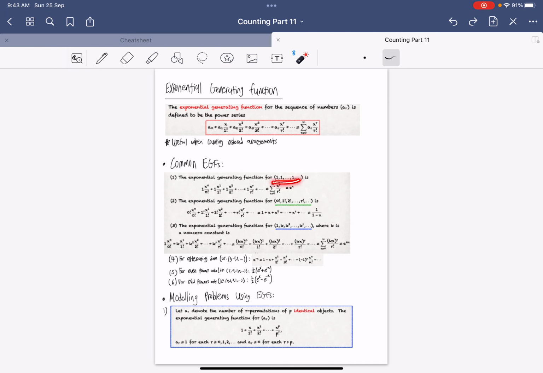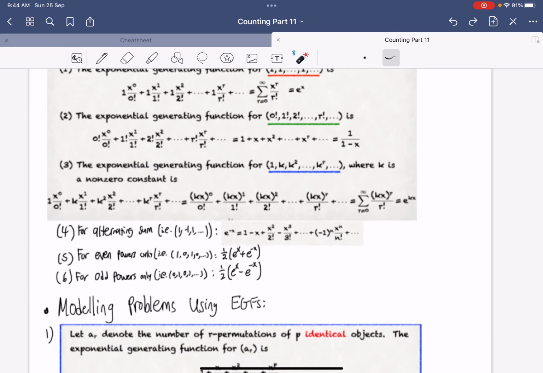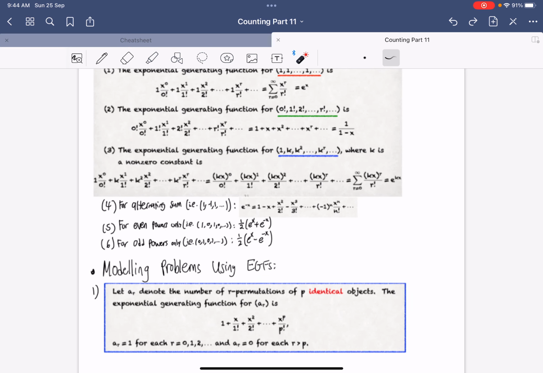As I said, if all of them are 1s, it's just e to the power x. Now, if your sequence of numbers is a permutation of the r terms, then it's 0 factorial, 1 factorial, 2 factorial, up to r factorial. Then you just get back 1 plus x plus x squared all the way to infinity, and that equals 1 over 1 minus x. Likewise, if it's 1, k, k squared, up to k to the power r, then that will be e to the power kx. And you can just write them down and see for yourself why.